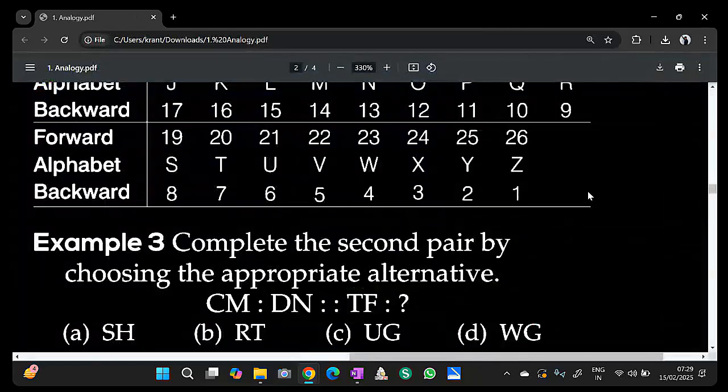Okay, the poll started for 1 minute. Complete the second pair by choosing the appropriate alternative. CM is to DN as TF is to dash. Very simple question.